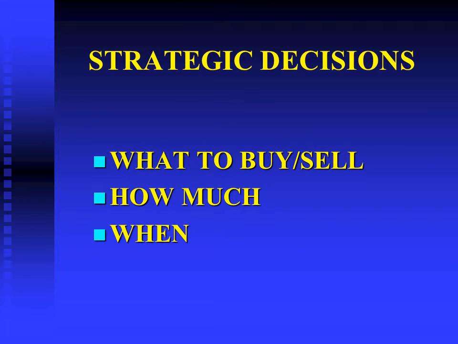The basic result of these strategic decisions, when you manage your portfolio, is what to buy or what to sell, how much you want to buy, and then when you're going to buy. So what you want to buy and sell, what kind of sectors, what kind of stocks, what kind of bonds, then how much of it you want to buy at any point in time, and then when. This is really your basic strategic decisions at any point in time.